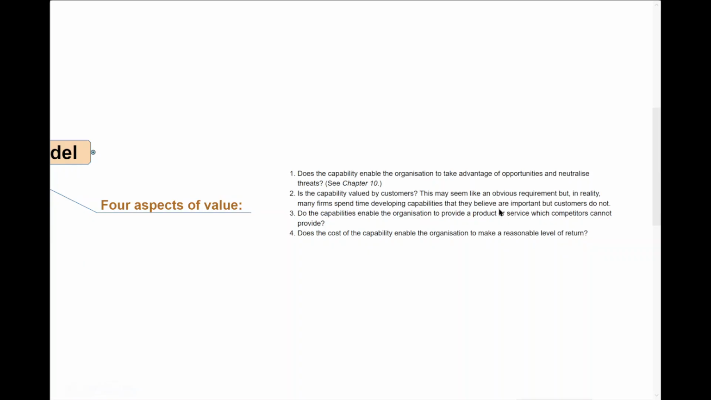value them. Linked into that, do the capabilities enable the organization to provide a product or service that competitors cannot provide? We're talking about uniqueness. Final point, does the cost of the capability enable the organization to make a reasonable level of return? Again, we're talking about cost versus benefit. What are the costs of keeping this capability in play? Are they excessive, and does the possible return outweigh that cost?